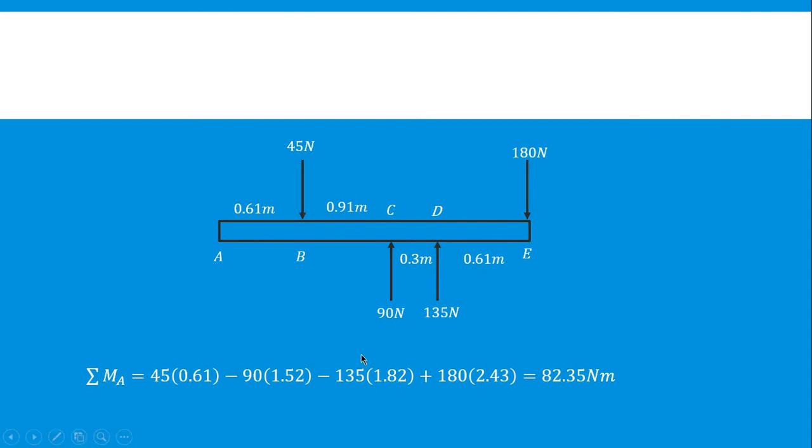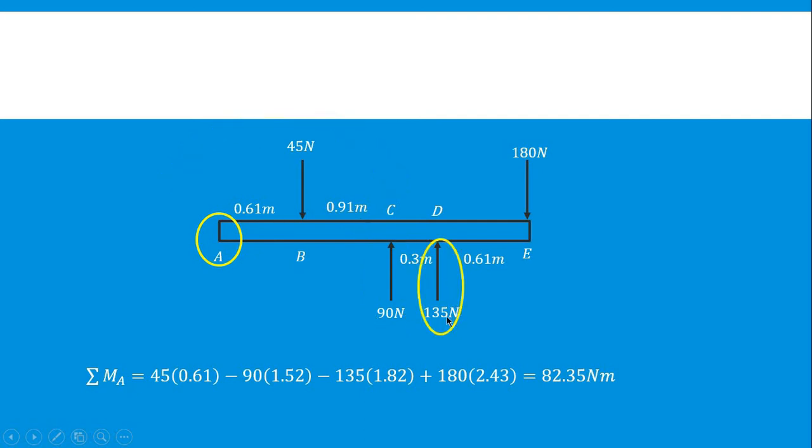In getting the summation of moments at A, 45 Newton is going clockwise. That will lead us to a positive 45 multiplied with 0.61 meter. Next is 90 Newton that is going counterclockwise, that gives us negative 90 multiplied with 1.52. And if you're asking how 1.52 is obtained, just simply get the summation of 0.61 meter and 0.91 meter.